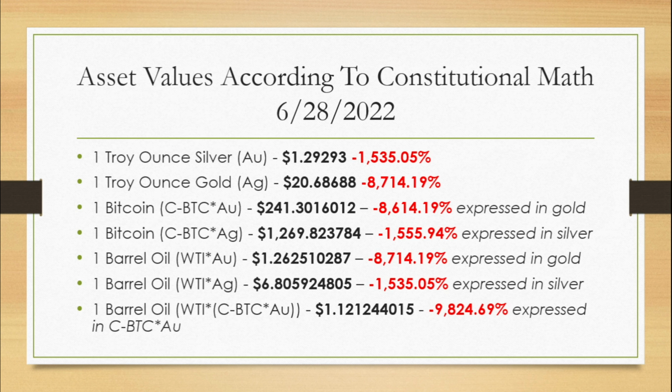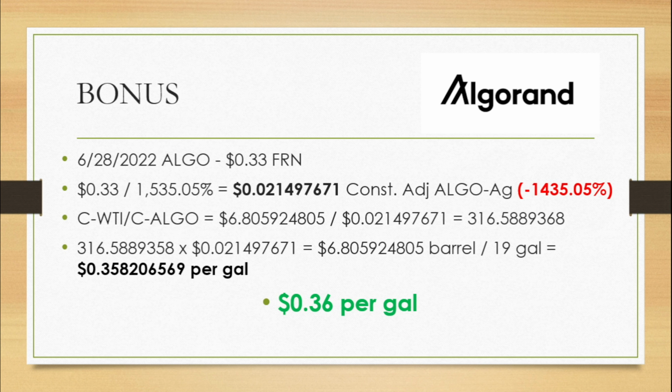Okay, now for you crypto and other followers of the channel here, if you've made it this far, you also know that I have a lot of Algorand videos. So surprise, I do have a bonus for you guys. I actually did a crypto video here for Algorand, and I put this through the same exact formulas that we did before. Current market price on Algorand was 33 cents, and basically what I did was measure against silver, you know, the dollar. So we took 1,533% away from that, leaving us with an Algorand price, constitutionally adjusted, of 2 cents. And that's 1,435% off of today's market value.